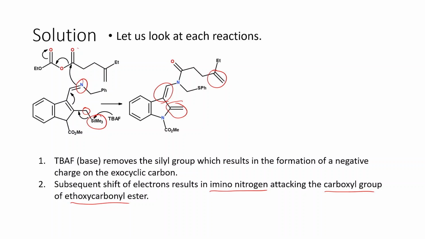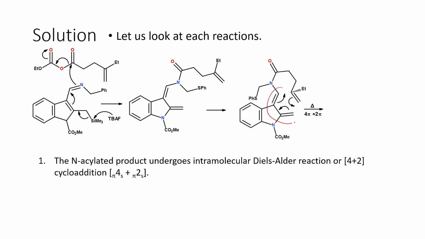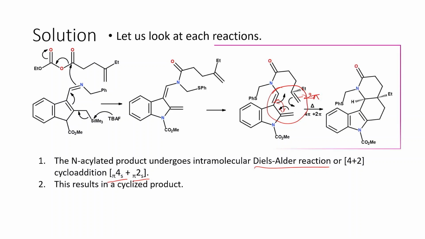So if we rearrange or write the structures in a slightly different way, all these 3 double bonds can come in close proximity. So that leads to a Diels-Alder reaction, a 4n plus 2 pi electron cyclization. That means this is a suprafacial concerted reaction happening between the 4 pi electrons and 2 pi electrons. Here these are all the 4 pi electrons and this is the 2 pi electrons. So these two undergo a Diels-Alder reaction and we end up with a cyclized product as shown here.